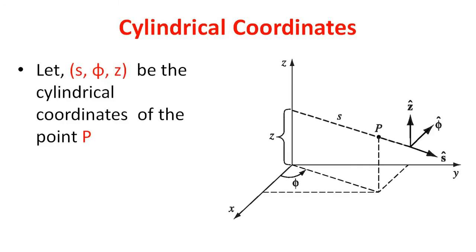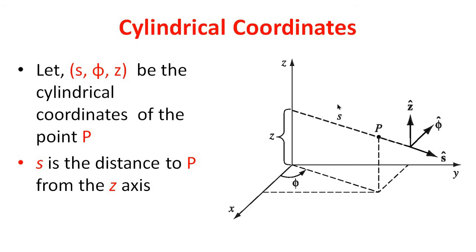Now, cylindrical coordinates. The cylindrical coordinates can be represented by s, phi and z. Some of the books are using rho instead of s. That means instead of s we can use rho also. That means rho, phi, z. Let s, phi, z or rho, phi, z be the cylindrical coordinates of the point P. Now, this s is the distance to P from z axis.